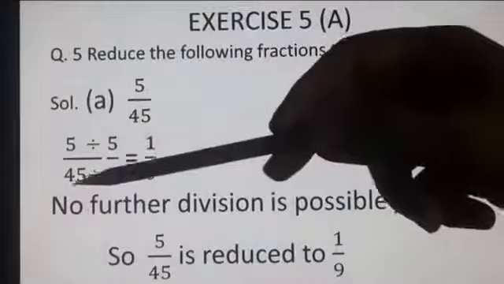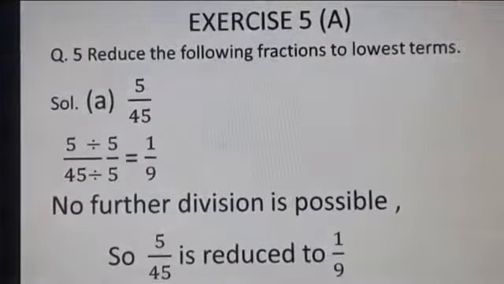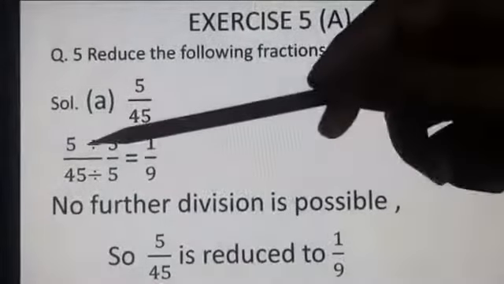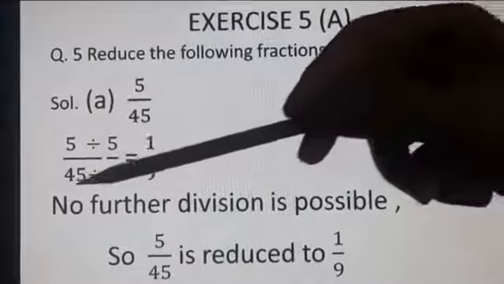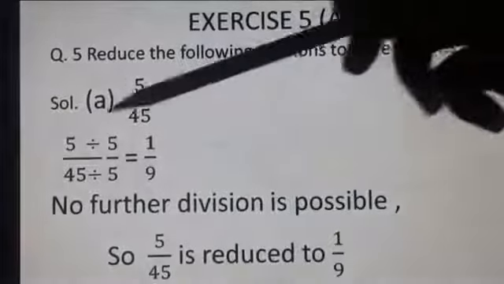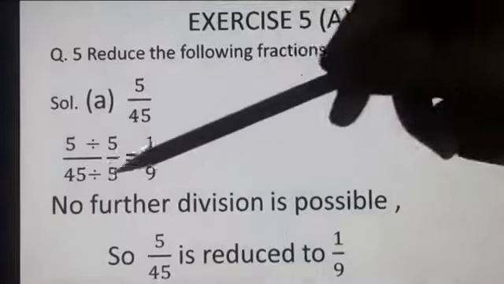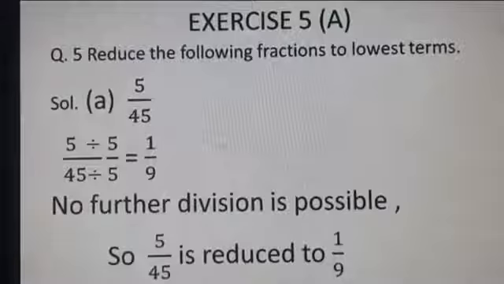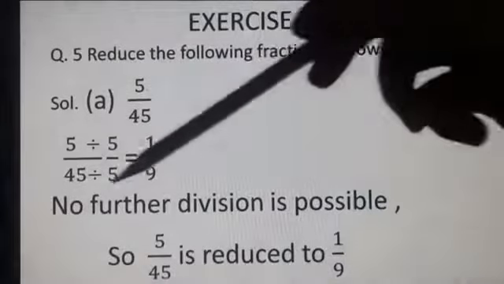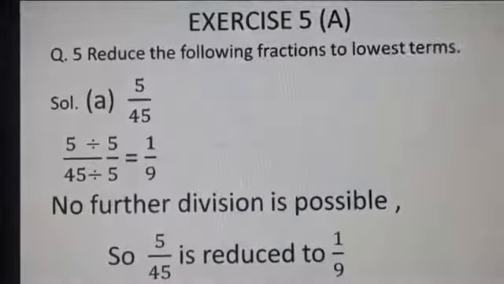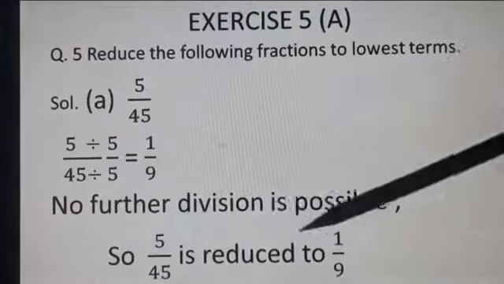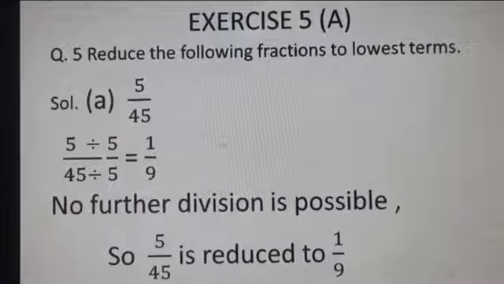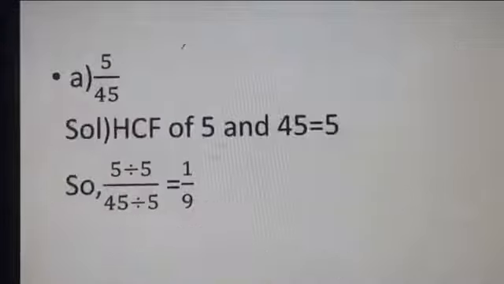So 5 and 45 both are divisible by 5. We will divide the numerator by 5 and the denominator by 5. 5 divided by 5, our quotient is 1. 45 divided by 5, quotient will be 9. Now 1 upon 9, no further division is possible. So 5 upon 45 is reduced to 1 upon 9. Clear? We have to select that number which will divide numerator and denominator together.